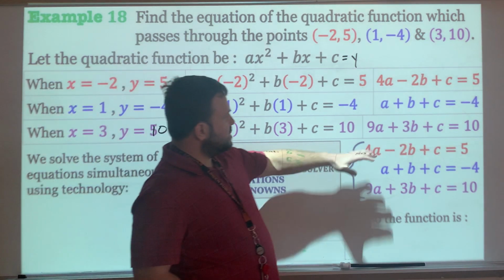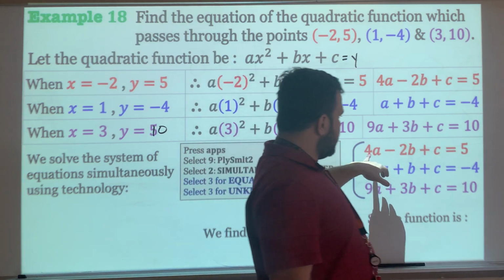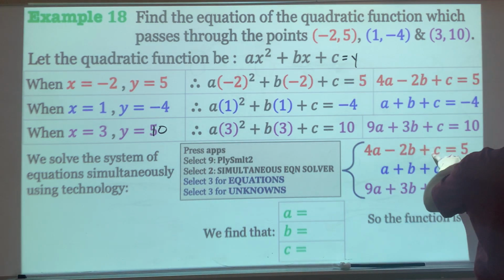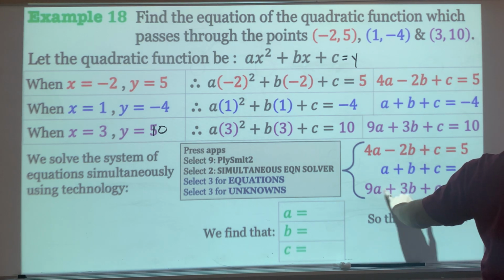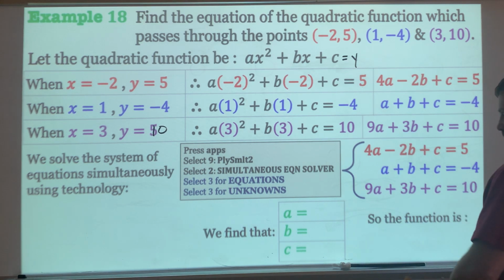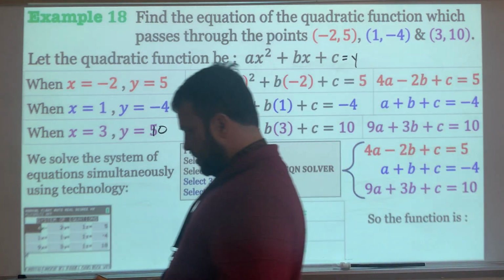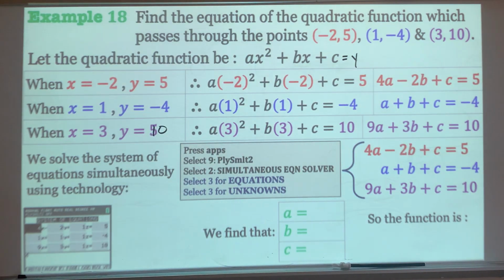So we have our equations here. So our x, y, and z are going to be 4, negative 2, 1, and 5, then 1, 1, 1, negative 4, then 9, 3, 1, and 10. It should look something like this down here, which you can't see. And when you type it into your equation, you're going to get something.